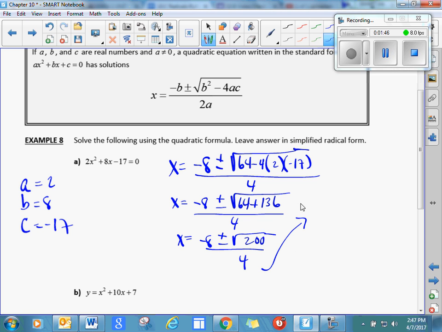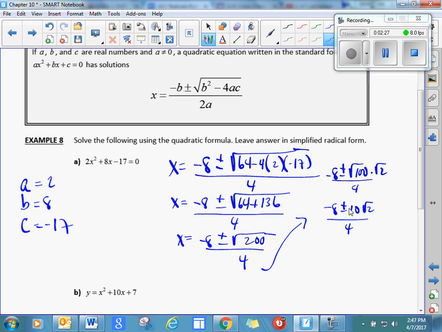And I am going to continue over here. The square root of 200 we can think of as 100 times 2. So that's going to become -8 plus or minus square root of 100 times square root of 2, all over 4, -8 plus or minus 10 radical 2, over 4. And here's where it gets interesting. So this 4 can cancel into the top terms if every single term has a common factor. So 4 will go into 8, but 4 won't go into 10. But 2 is a common factor.